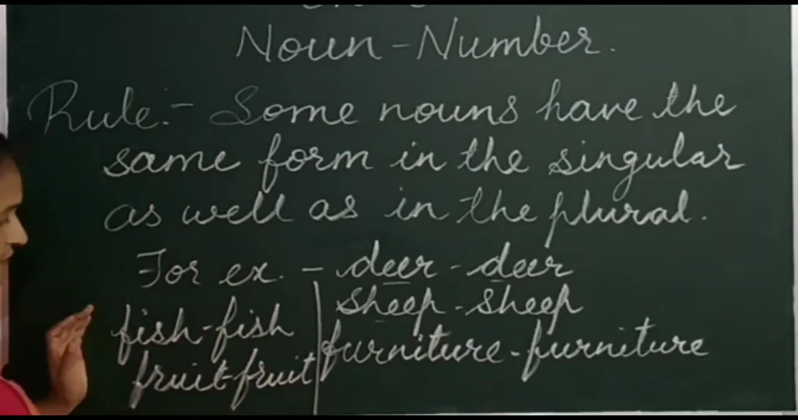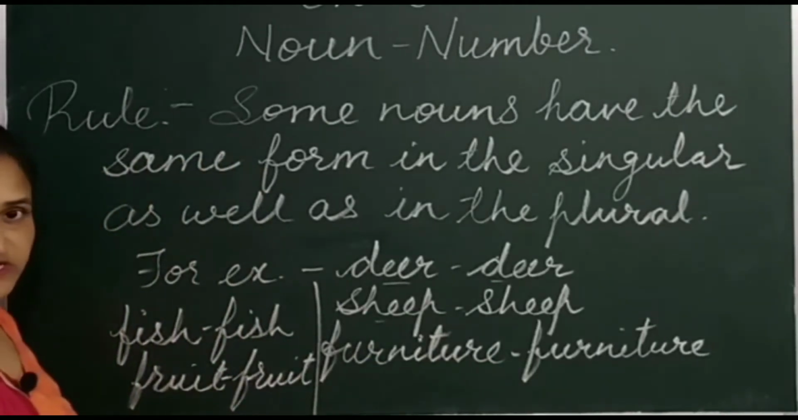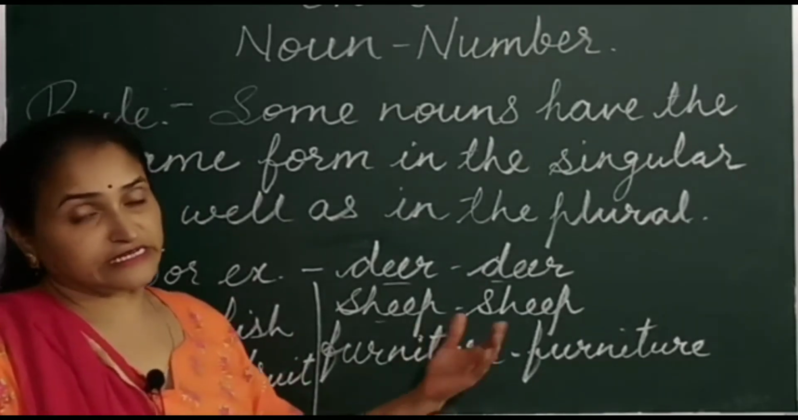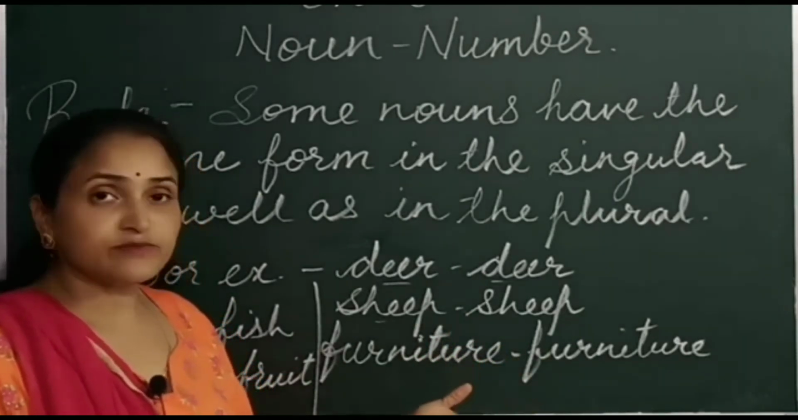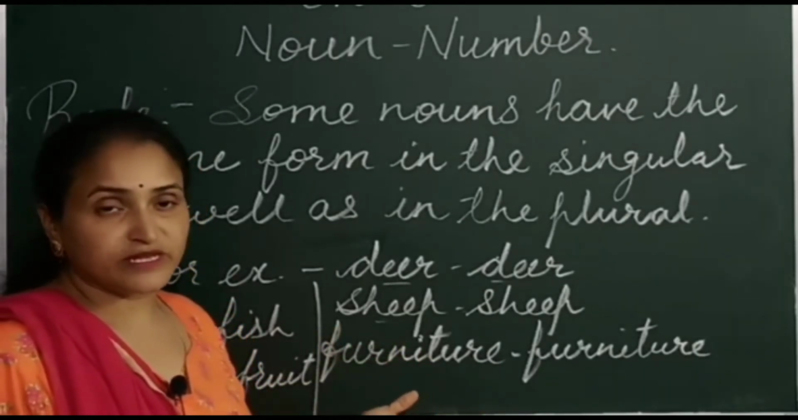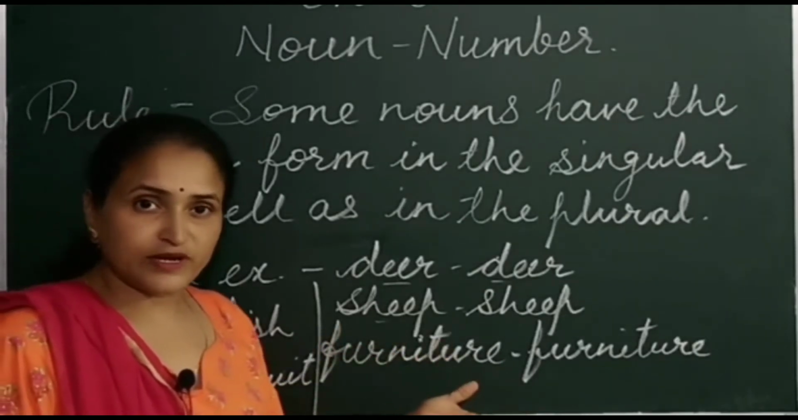Like that we have fish and fruit words. So these are the words that do not have their separate or different plural form. They are the same in both forms. These are singular and plural.